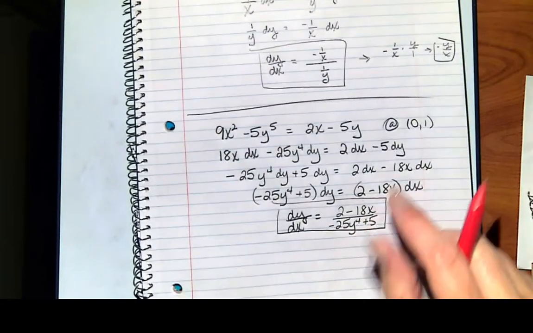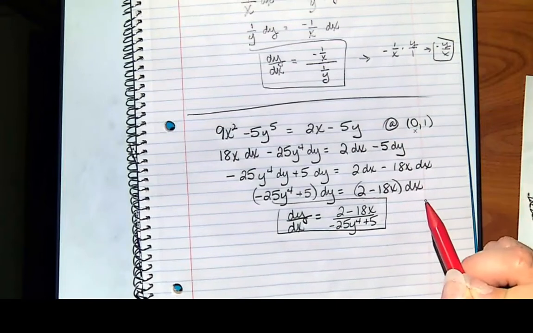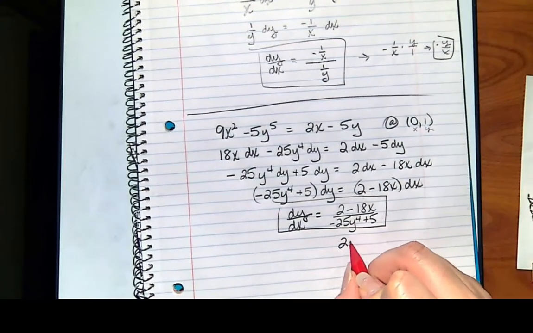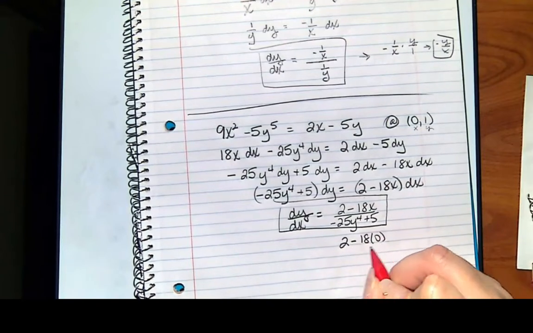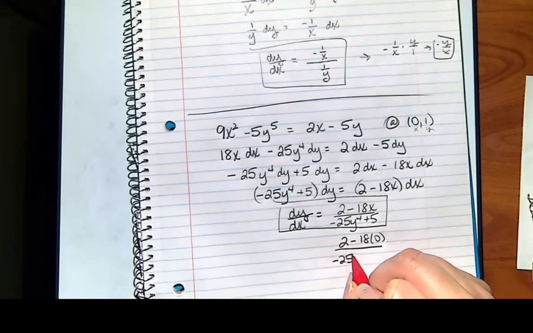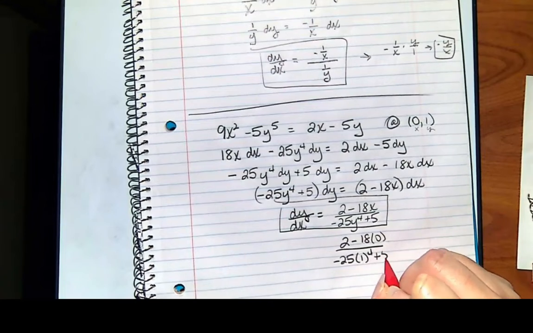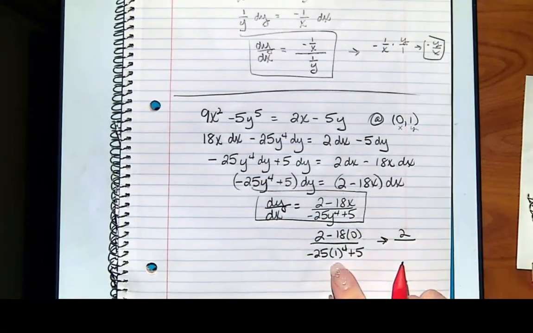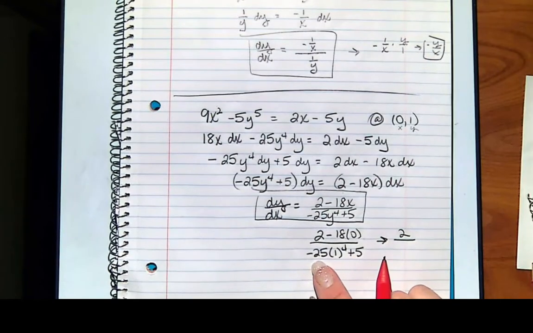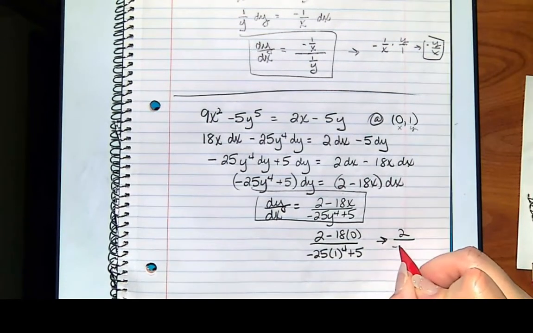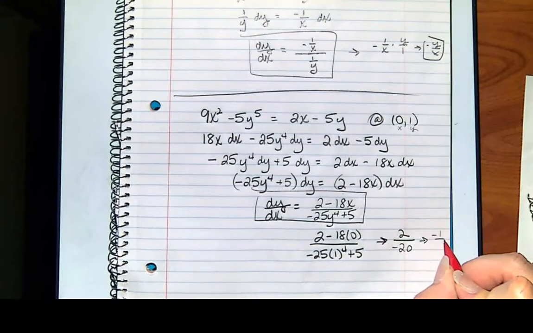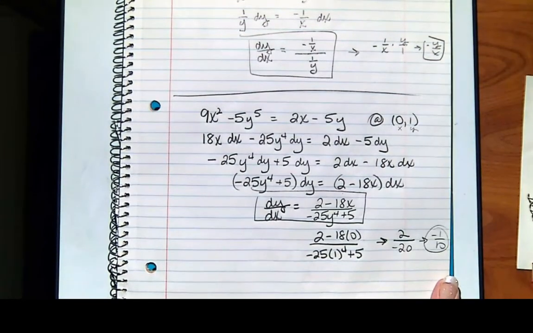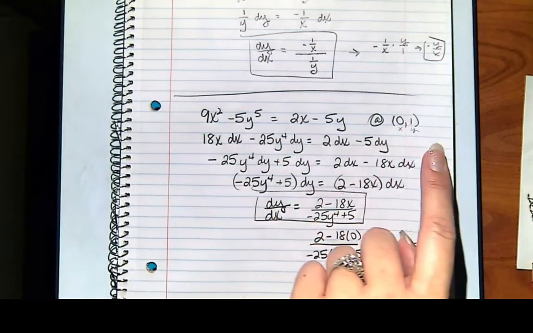So now what I want to do is evaluate it at 0, 1. So wherever there's an x, I'm going to put a 0. Wherever there's a y, I'm going to put a 1. So that gives me 2 minus 18 times 0 over negative 25 times 1 to the 4th plus 5. So that gives me a 2 over, 1 to the 4th is 1, negative 25 plus 5 is negative 20. So I get a negative 1/10. So that's the value of the slope of the tangent line on this graph at 0, 1.